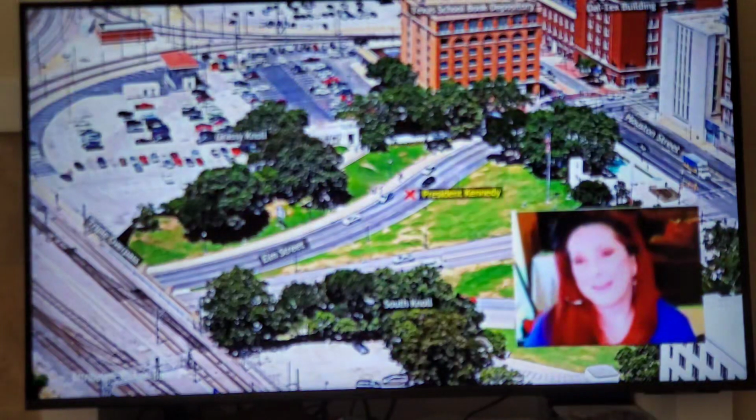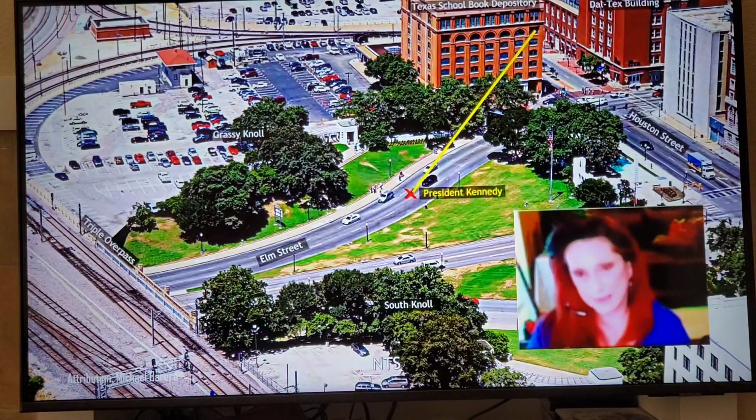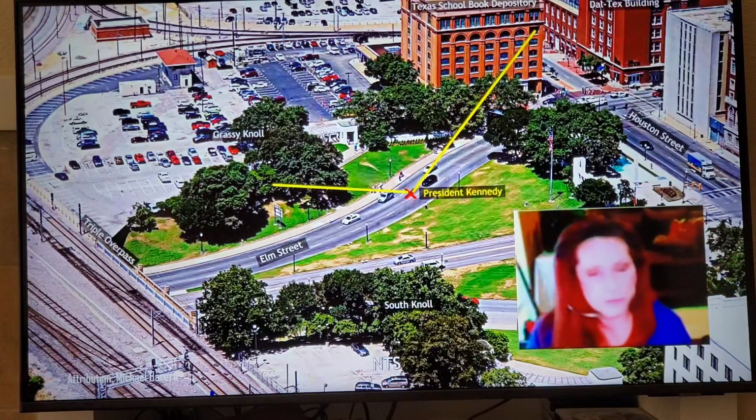I think that we definitely have enough shots to show that there's a conspiracy and that there were probably at least 3 shooters in the plaza that day firing shots.